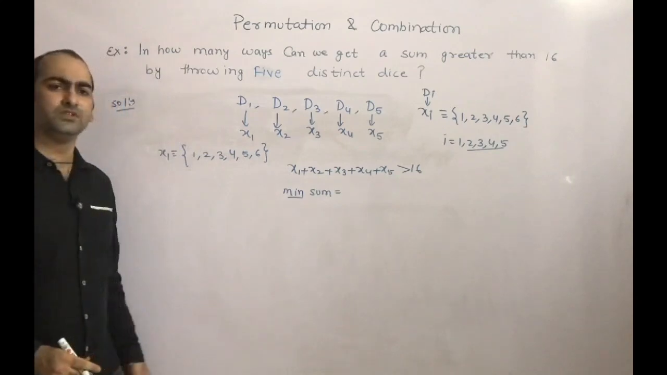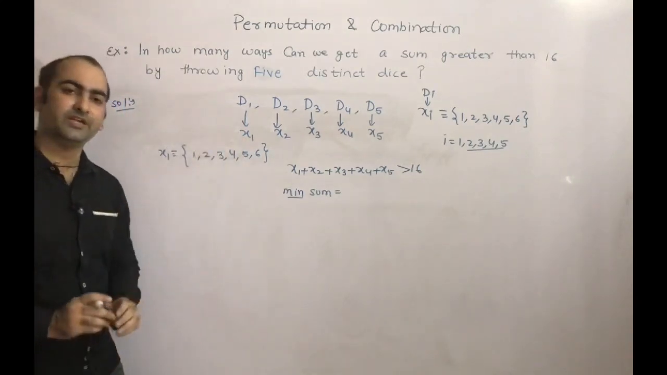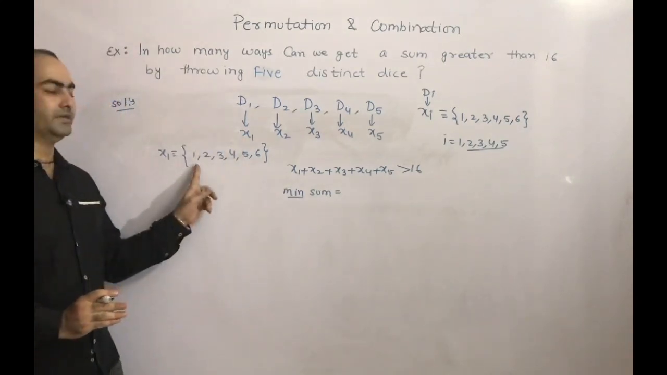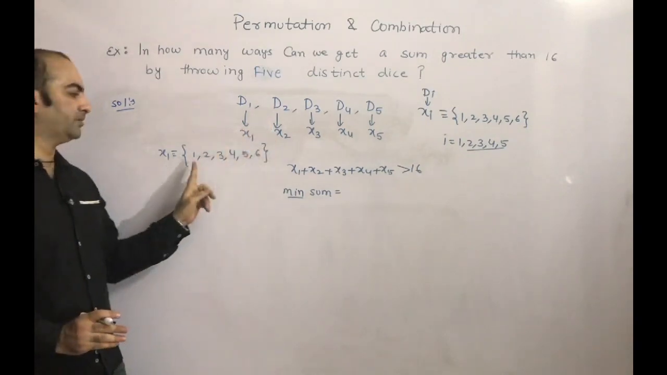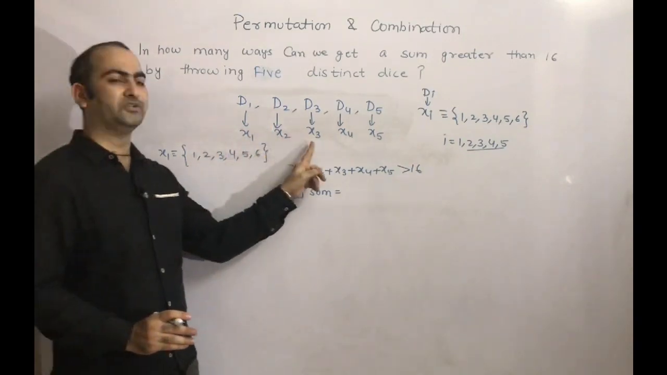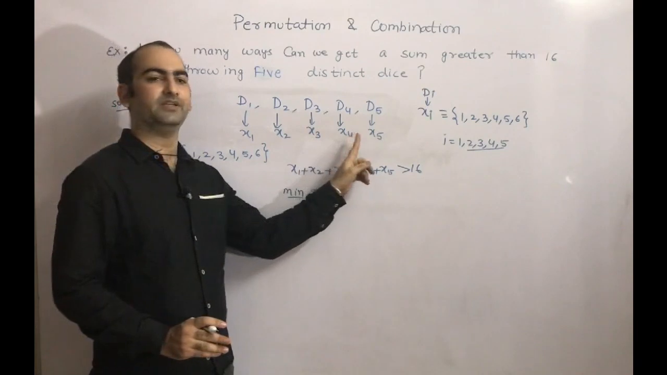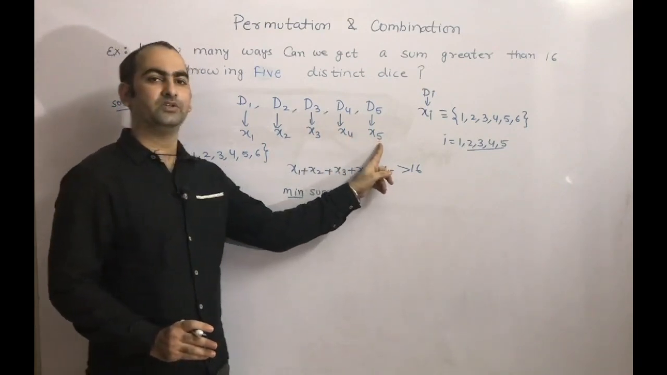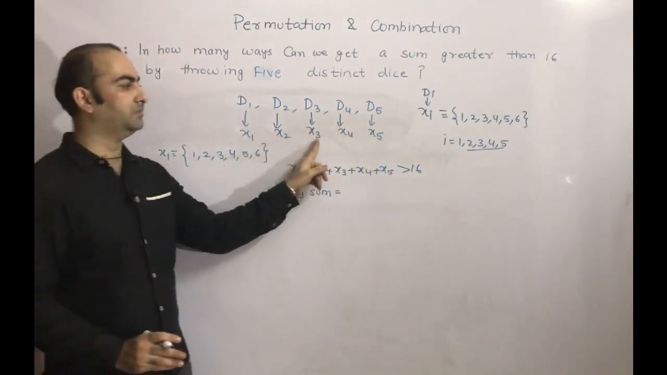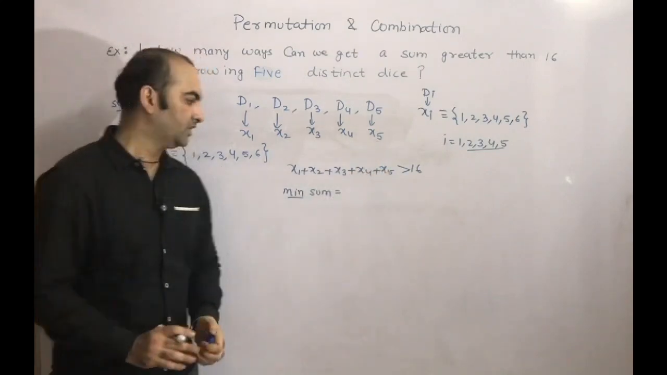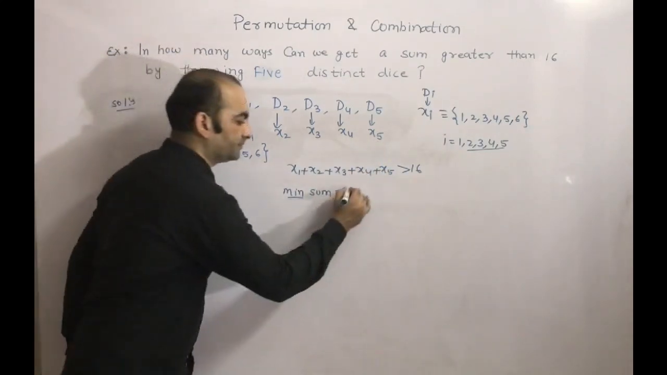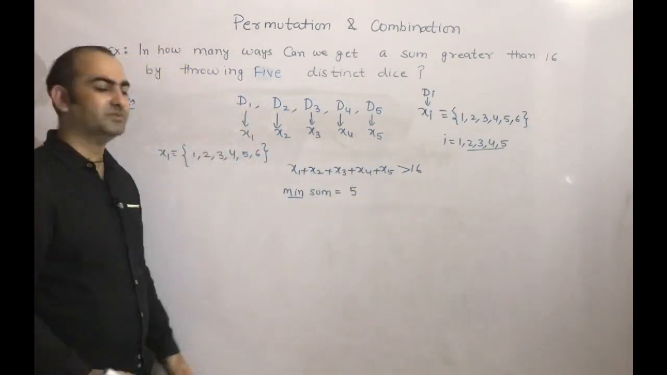For the minimum summation, in the first dice we should get the minimum number, that is 1. In the second dice also 1, similarly in the third, fourth, and fifth dice also 1. So 1 plus 1 plus 1 plus 1 plus 1 gives 5. So minimum summation is 5. Now the maximum summation.